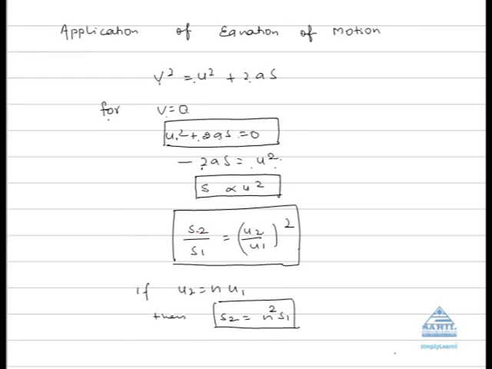This equation can be written as s2/s1 = (u2/u1)². If u2 = n times u1, that is, if the initial speed in the second case increases by n times, then the stopping distance of a body increases by n² times. This equation can be used to determine the stopping distance of a car, bullet, bike, or any moving body in which a constant deceleration is applied for the motion.